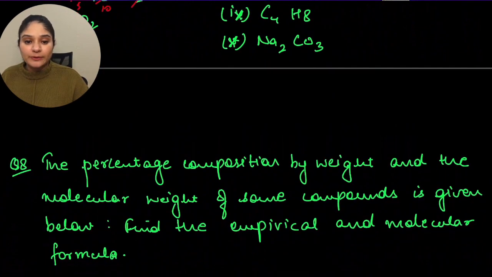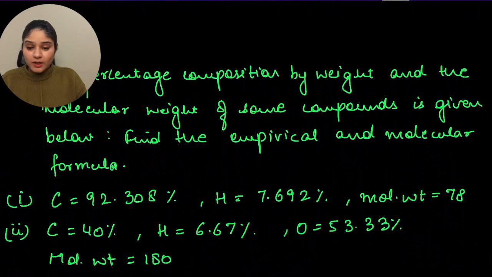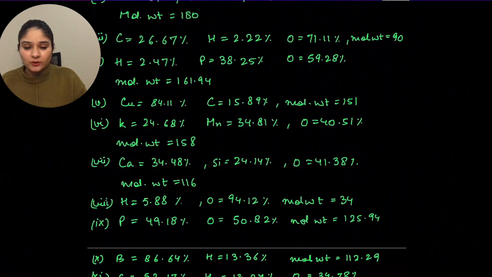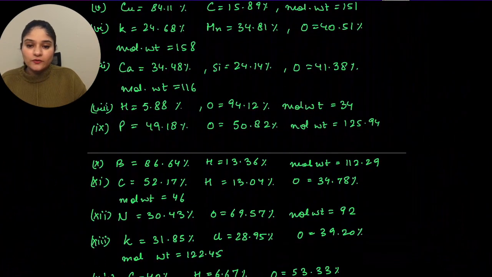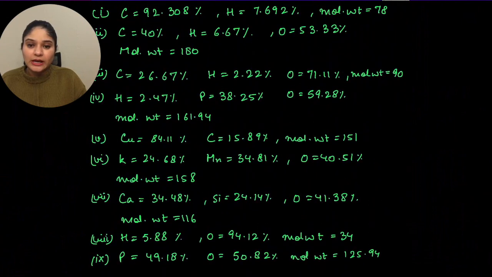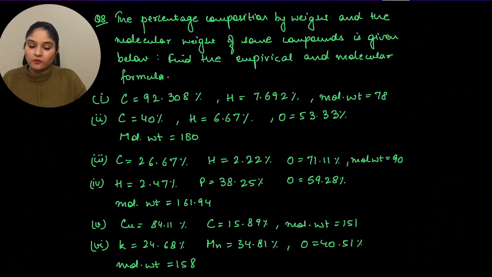The percentage composition by weight and the molecular weight of some compounds is given below. Find the empirical formula and molecular formula. Alright students, in this case I have jotted down about 15 questions here. I'm just going to do the first 2 and all of the others are your homework. At any point you can pause and take a screenshot. If you want to download this entire file, you can do that from the description box, or from the Telegram channel. Whatever works for you, you can just get the file. Now let's get started with the first and second one.